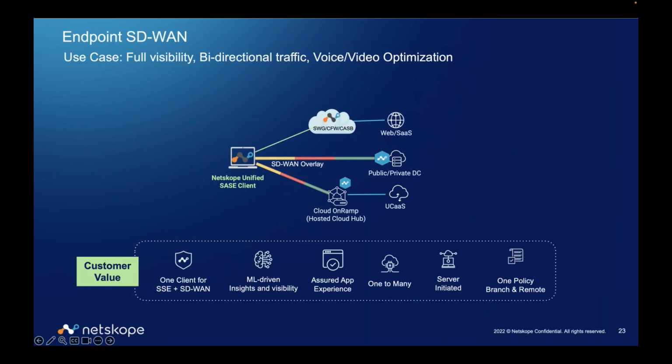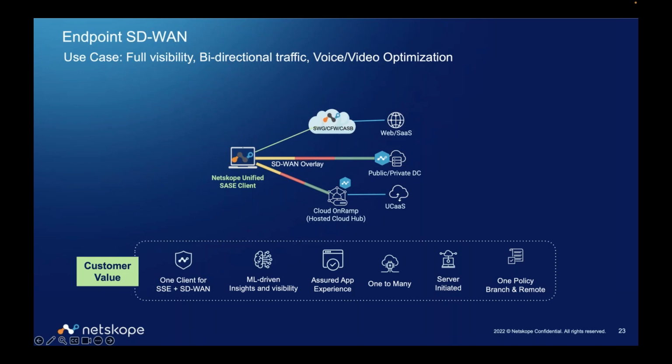So the use case for endpoint SD-WAN, which is a component of our ZTNA Next solution, is full visibility for bidirectional traffic and voice and video optimization. It bridges that gap that we have with zero trust network access through Netskope Private Access, where we cannot support server to client side connections.